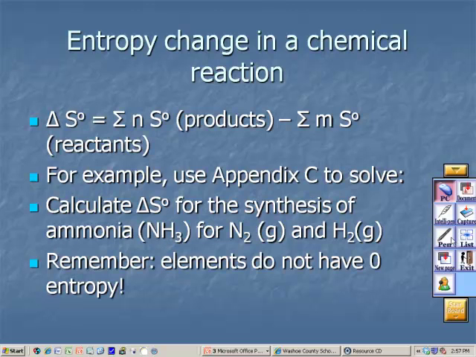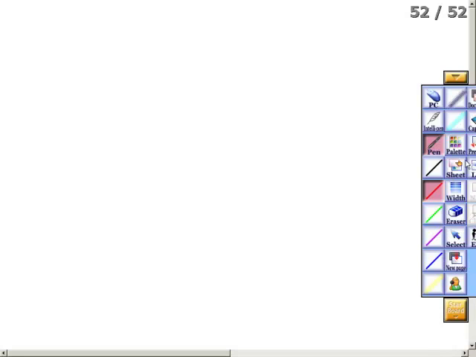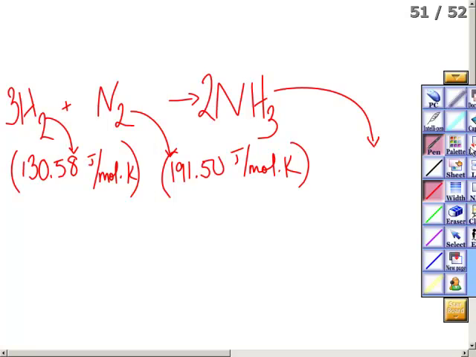We need ammonia. Sorry, my bad. Let's go find ammonia. It's in your nitrogen compounds. Alright, so we got a delta S of 192.5, and it's positive. And this is joules per mole K.